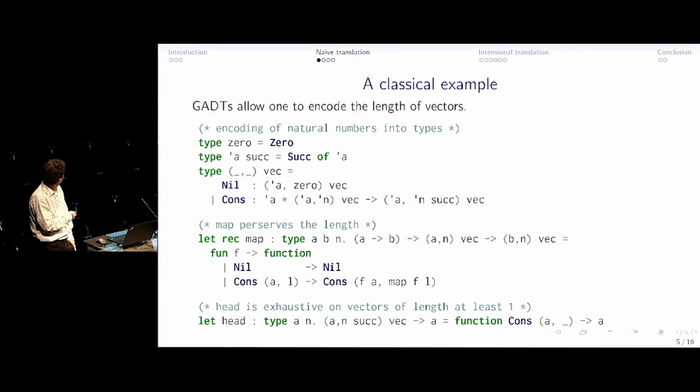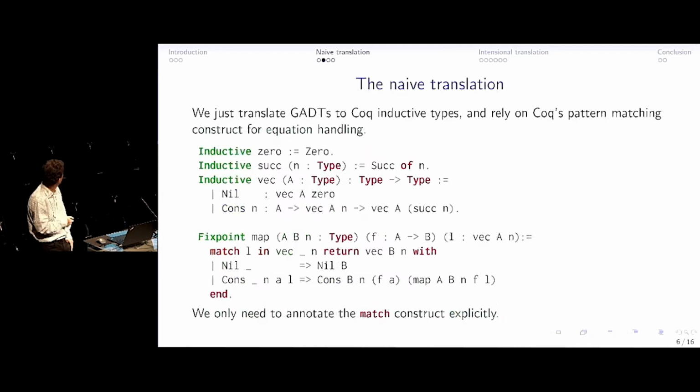Okay, so we want to translate that to Coq. What happens? Let's go first for the naive translation. We are just going to translate GADTs to Coq inductive types, and we are going to rely on Coq's pattern matching construct for equation handling. And this kind of works, if you look at that. The translation is really one-for-one. It's a direct one.